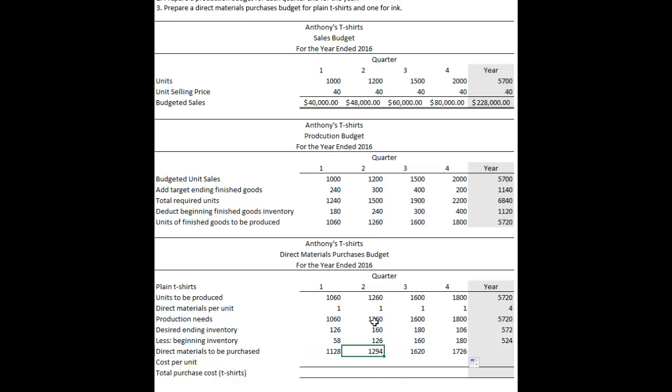I can just take this same formula and carry it across to all the corresponding quarters. And again, it's the desired production, the production needs, plus my ending inventory minus my beginning inventory. Okay, great. Let me just bring this one down so we've got it all the way across on the yearly total. And then the cost per t-shirt is going to tell me how much cash I have to spend to purchase those t-shirts.